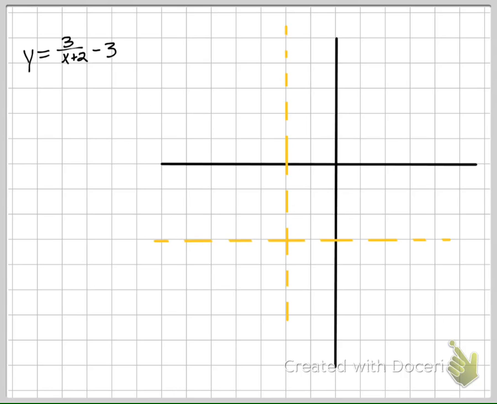So now I look at my a value, which is 3. I need to find things that multiply to give me 3. Okay, so I'm going to start with the easy ones, 1 times 3. So from my new origin, I go over 1 and up 3, and I put a point. Then I also have 3 times 1, so I start at my new origin again. I go to the right 3 and up 1, and I put my new point.